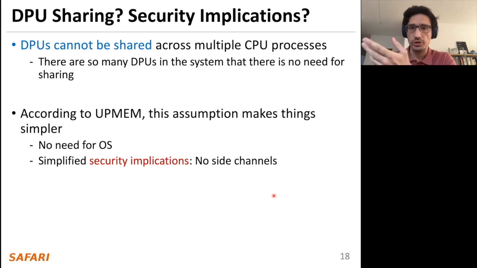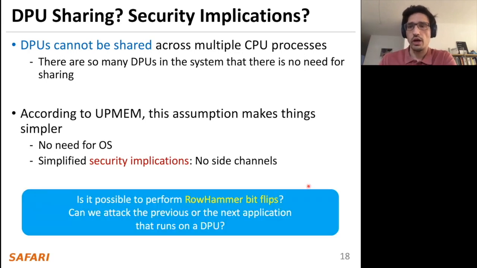But when I was preparing this slide, I was thinking about how we could still maybe try to perform some attacks here. And I thought about Rowhammer, right? It's obvious, because this system uses DRAM. So one question here: is it possible to perform Rowhammer bit flips in the UPMEM DIMMs, and could we somehow perform any attack at some point, or plan for it? It's something to think about. Also, even though it's true that there is no way of having two processes at the same time on the same DPU, maybe there is a way of somehow attacking the previous application, or the next application, that runs on the same DPU.